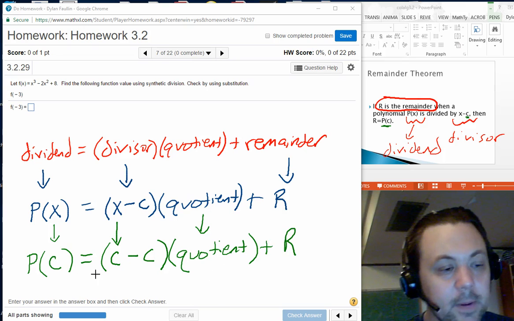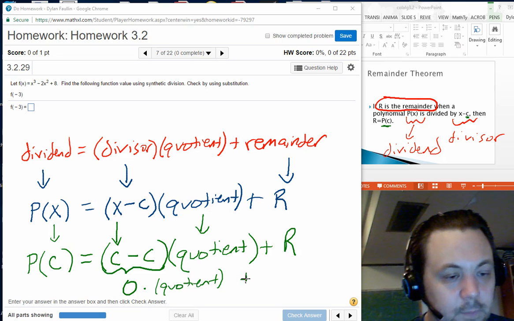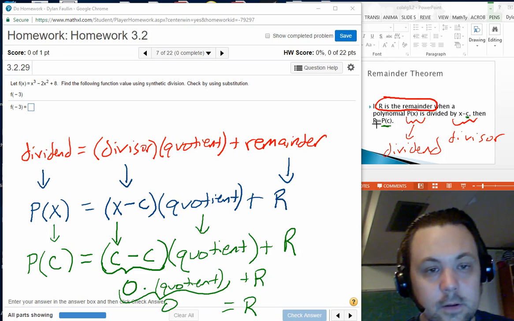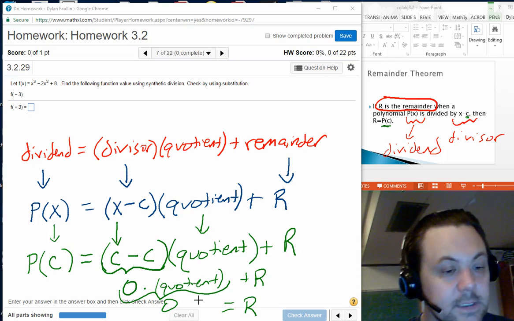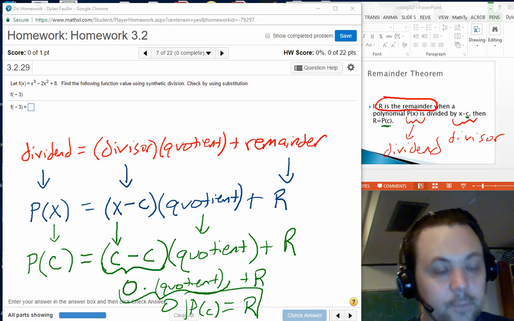But what's going to happen is this part of it, the divisor, we get c minus c, which is 0. And so we'll have 0 times whatever the quotient is. So we'll get some answer from that. But that's also going to be 0, because 0 times anything is 0. And then we get 0 plus r, which ultimately just equals the remainder, which is the conclusion that they've drawn here. That P of c ultimately just equals the remainder from that division problem.